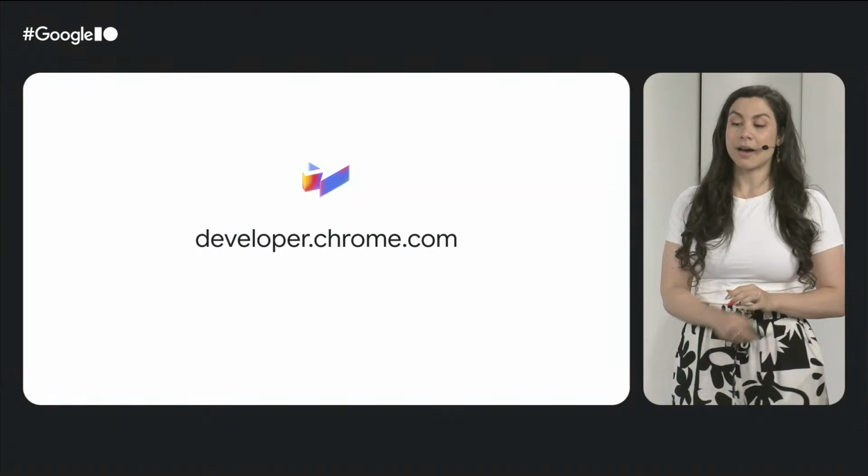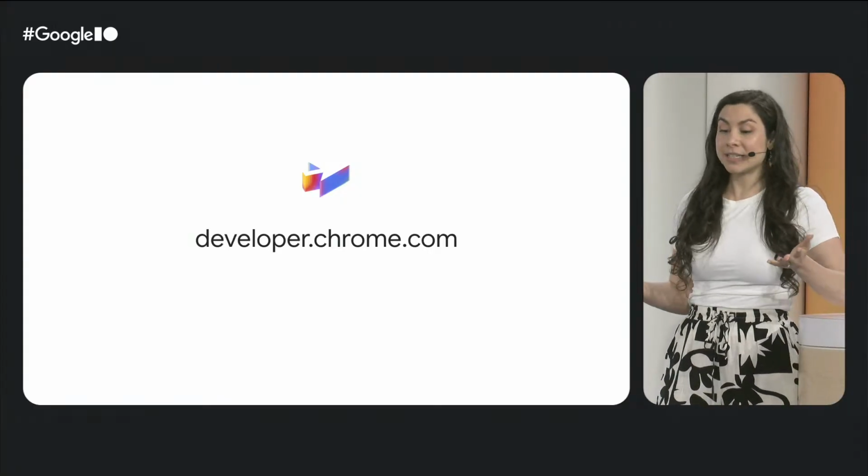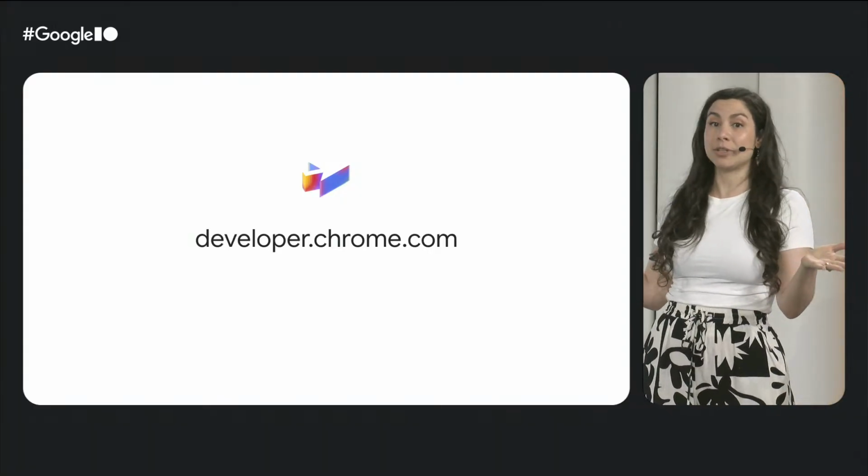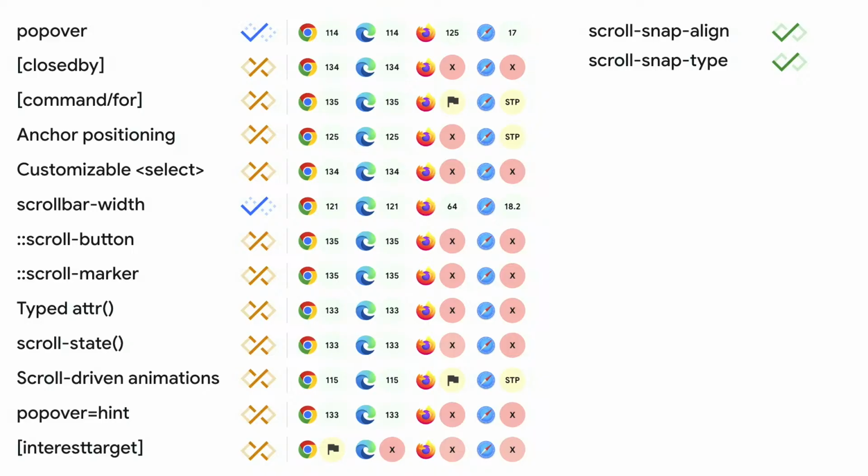I encourage you to check out the demos and resources linked on web.dev and the Chrome for Developers blog, which is at developer.chrome.com. Try refactoring one of your existing UI components and see how much JavaScript you can get rid of. It's a lot of fun, I promise. It's a lot of fun to do that. And the features mentioned here today are just the tip of the iceberg.